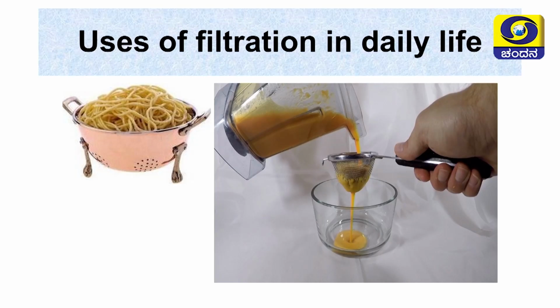Look at the next picture. It is juice. In the juice centers, before drinking the juice, what do we do? We need to separate the seeds and the solid particles of the pulp from the juice. After that only, we can drink it.